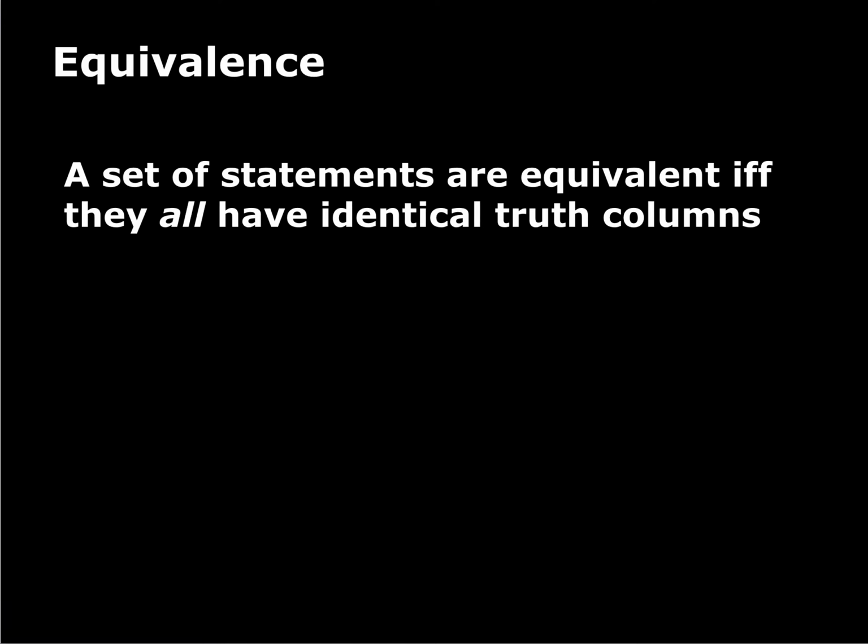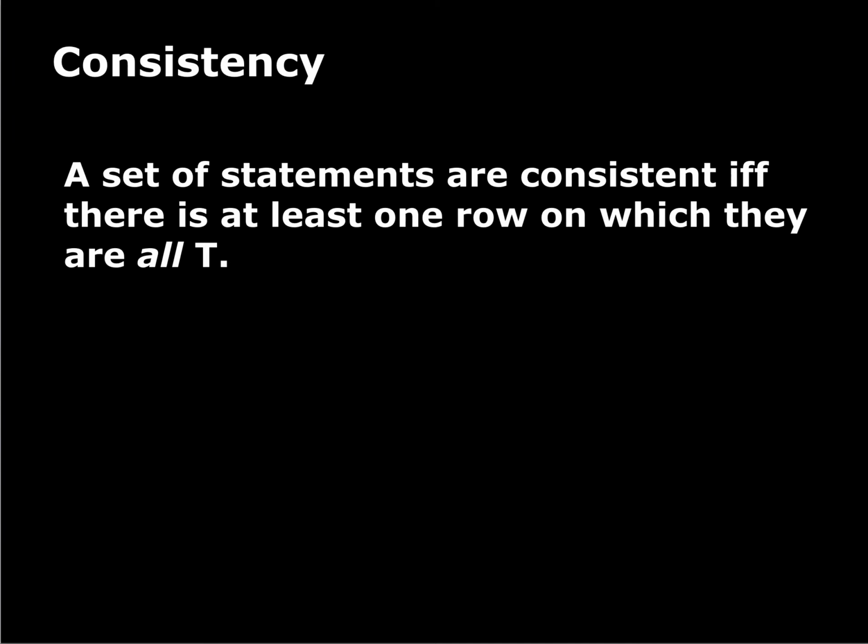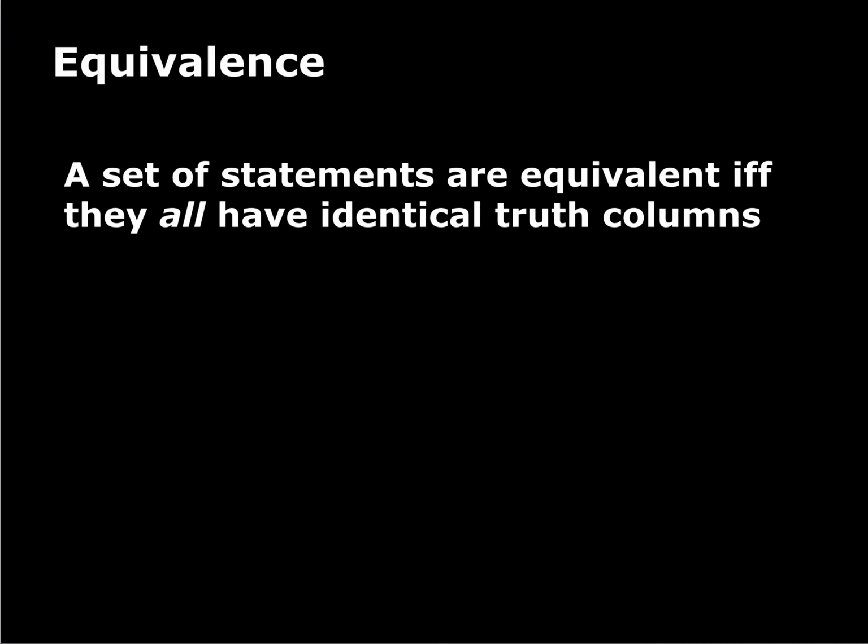So for equivalence, if you have a set of statements, it could be 3 or 5 or 20. Those statements are all equivalent if they all have identical truth columns. So you do the same thing. You just make a joint truth table that has all of those statements on it. And if all of those truth columns are exactly the same, then those statements are all equivalent. If there's any difference anywhere, even if you have 20 statements, if there's just one statement that has one different truth value from the others on any row, then those statements are not all equivalent. So in order for them to all be equivalent, they have to have identical truth columns.